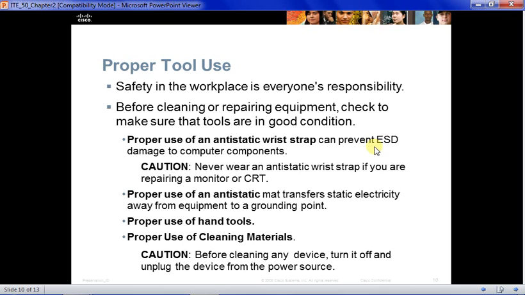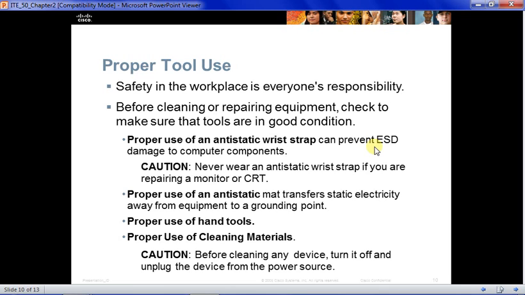The proper use of an anti-static mat transfers static electricity away from the equipment to a grounding point. So you always want to discharge yourself before you go in to work on a computer, and usually you'll have your anti-static wristband on, you'll have the computer on the mat, and you want to touch a piece of metal on the computer first, not a piece of the motherboard or RAM, but actually metal of the case, so that way you can discharge yourself in case you have any anti-static buildup.